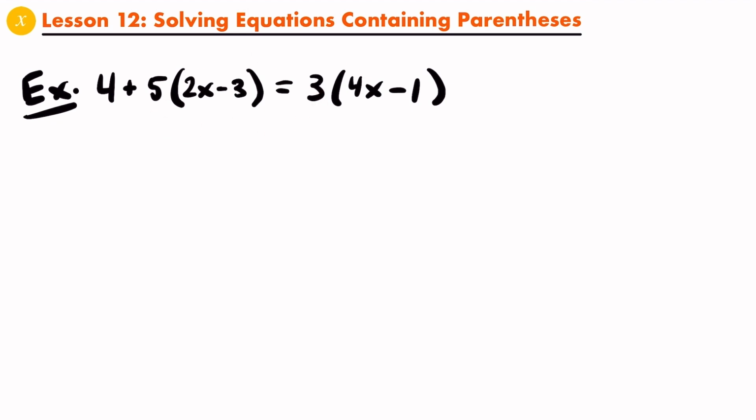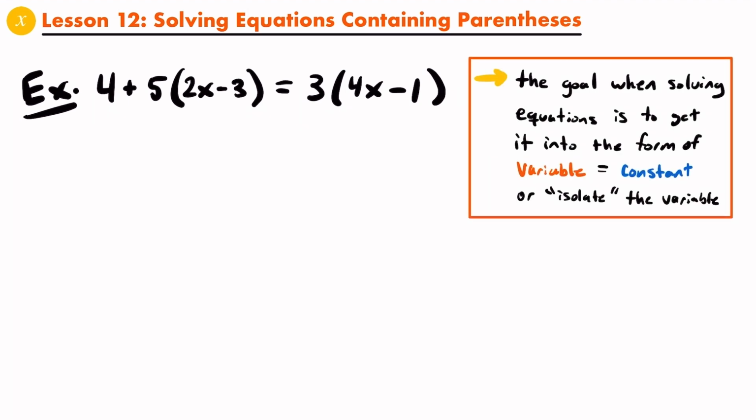Here I have an equation that does contain some parentheses, specifically two sets of parentheses. The equation is 4 plus 5 times the quantity 2x minus 3 is equal to 3 times the quantity 4x minus 1. In this equation, the variable is x, and that's what we want to solve for. Our goal remains the same. When we are solving equations, the goal is to get it in the form of a variable equal to a constant, or the way that I like to say it is that we are isolating the variable. We are getting it by itself.